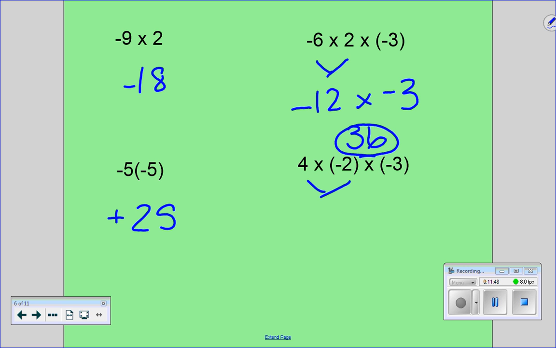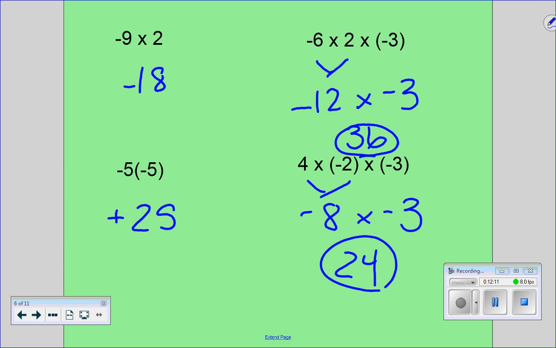Ella? Okay, good, because she did 4 times 2, had to have the negative, and good job. Now I have negative 8 times negative 3. 8 times 3 is? Nice work. Positive or negative? Nice work. Nice job. So how are we feeling so far?